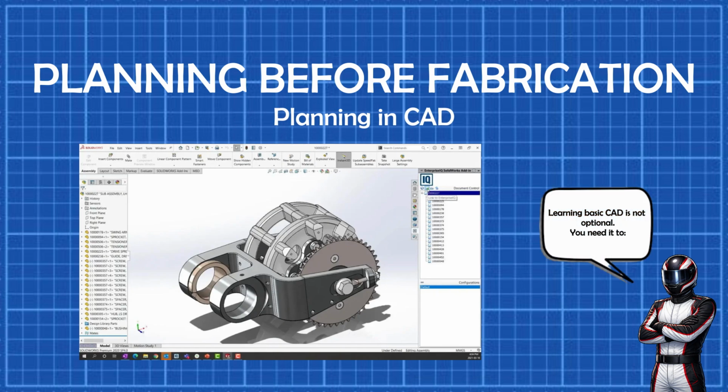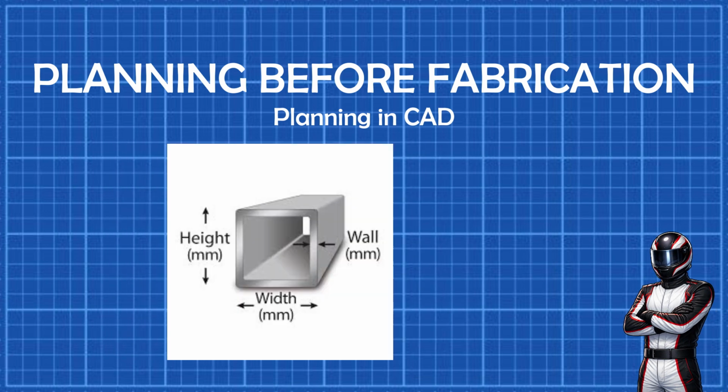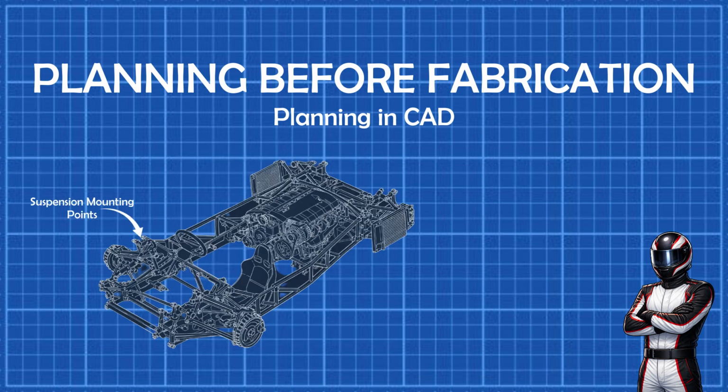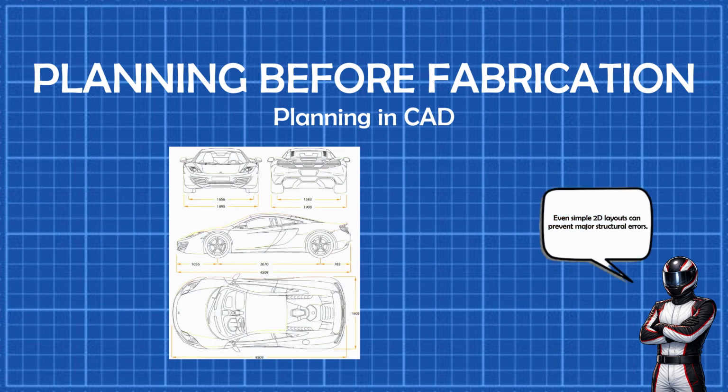Learning basic CAD is not optional. You need it to define chassis dimensions, plan material thickness, place suspension pickup points, check engine, drivetrain, and seat positioning. Verify clearances before fabrication. If you don't design it in CAD, you'll design it with mistakes in metal. Even simple 2D layouts can prevent major structural errors.